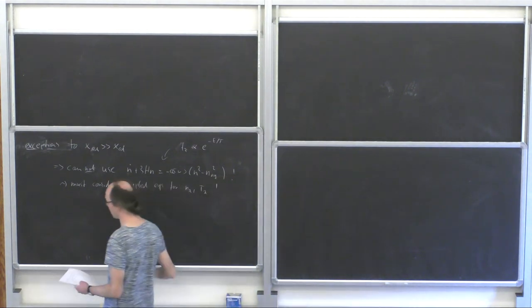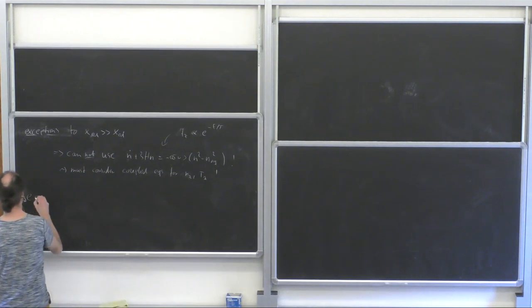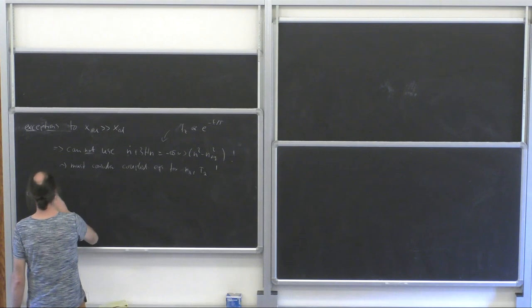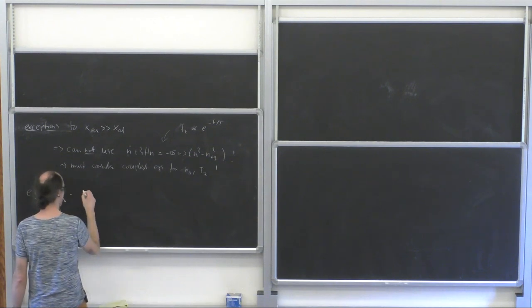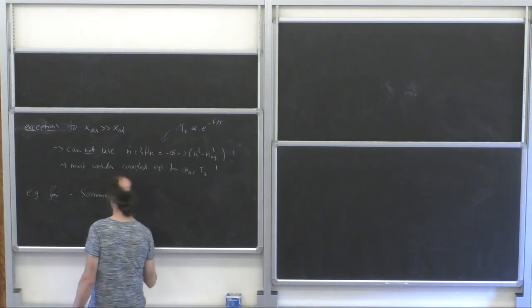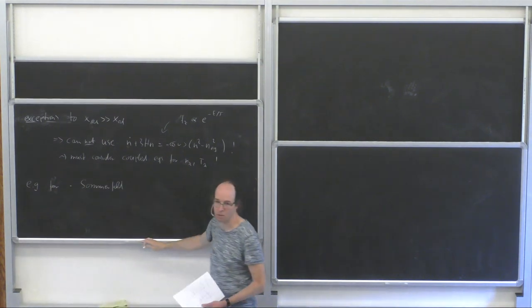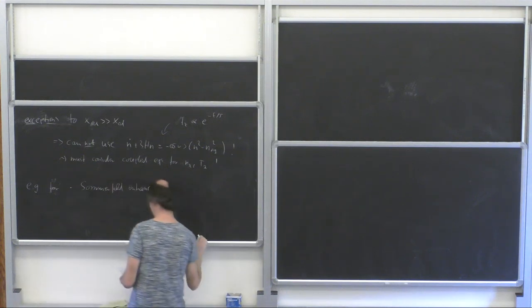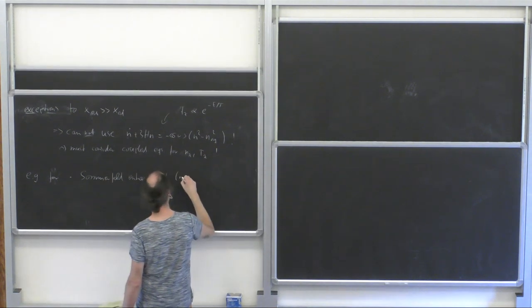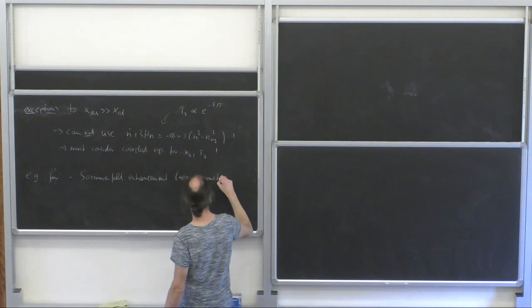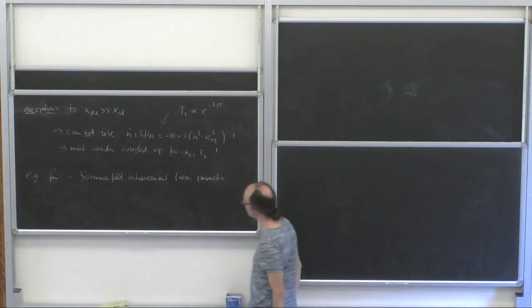So let me just give you some examples of models where this is relevant. One model class is so-called Sommerfeld-enhanced models, where you need to take into account non-perturbative effects. In particular, if this is near a parametric resonance, you have to somewhat tune the parameters of the model.